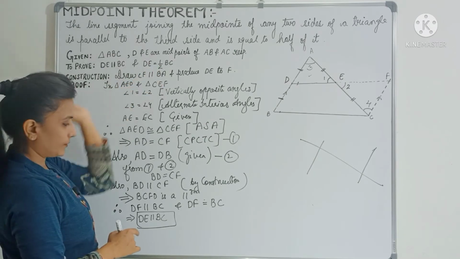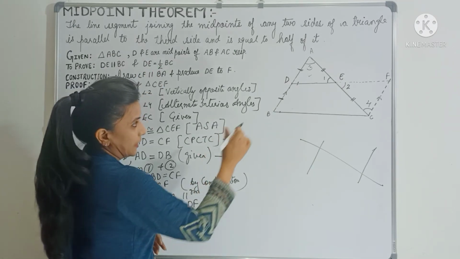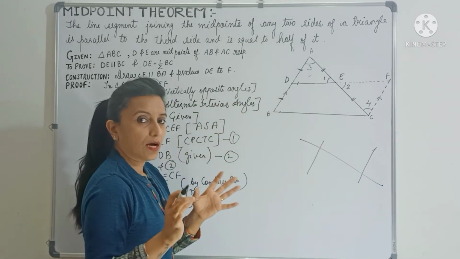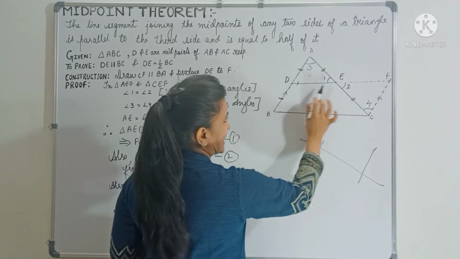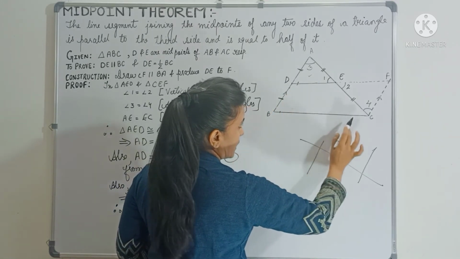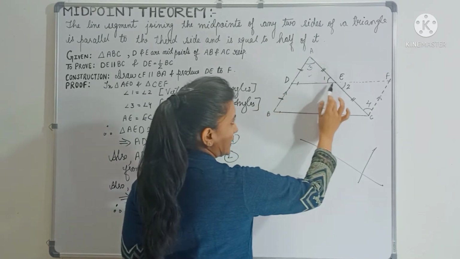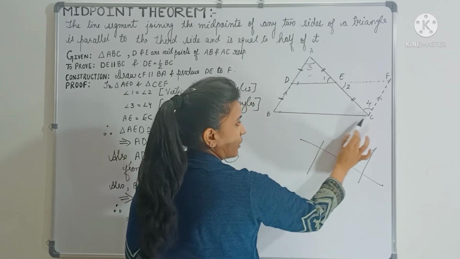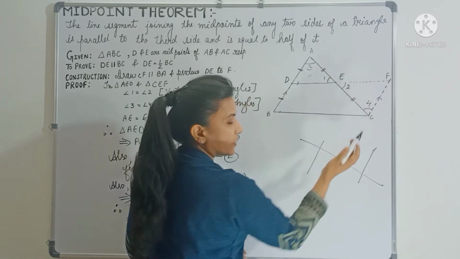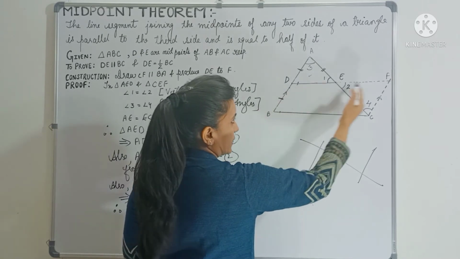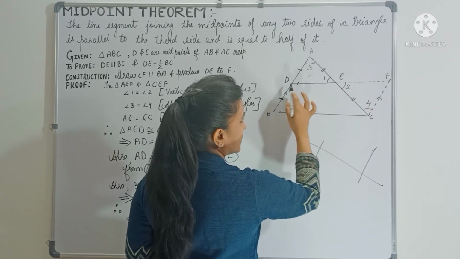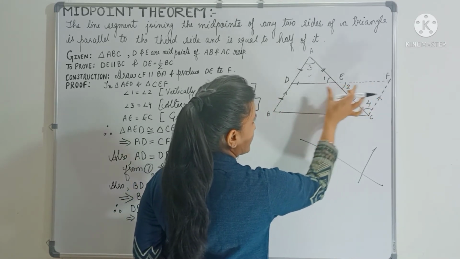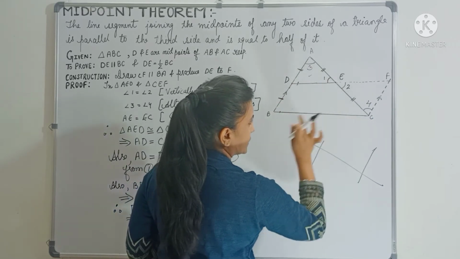Now, let's focus on this part. Here DF is equal to BC, right? So what do I have to show? I have to show that DE is equal to half of BC. So if I show that DE is equal to EF, then don't you think that DE will be equal to half of BC? Because DF and BC are equal, right? So half of DF is how much? Half of DF will be DE, right? So if I show that DE is equal to EF, then DE will be equal to half of BC, right?